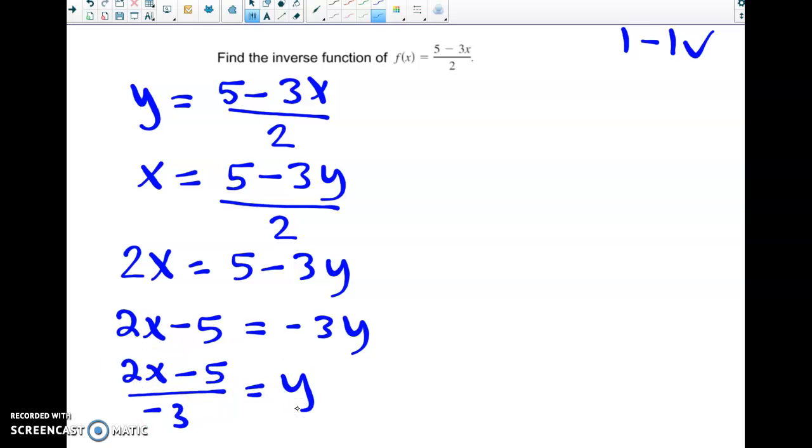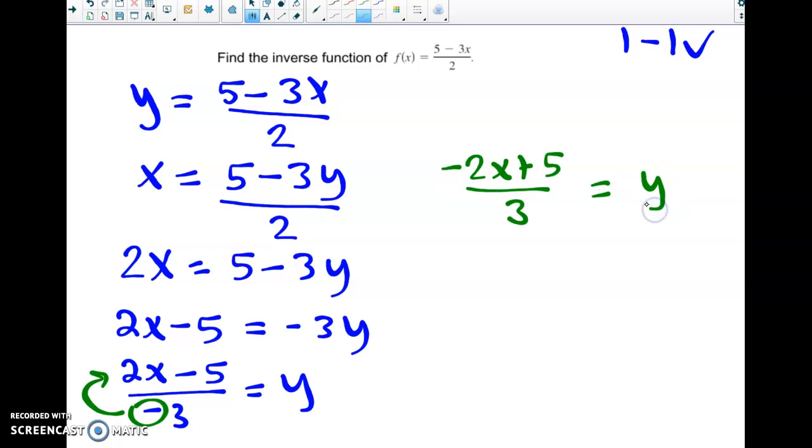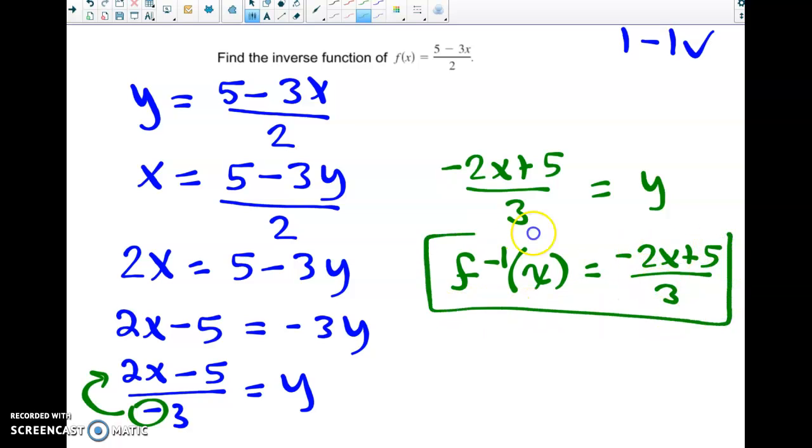Whenever you have a denominator with a negative number, it's best to take that negative and distribute it up to the top. So that will be -2x plus 5 over 3. It just looks nicer. Equals y. We're going to rewrite y as the inverse of x. And this is our final answer.